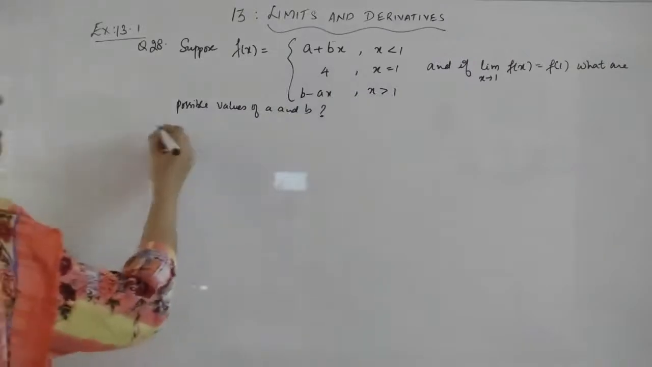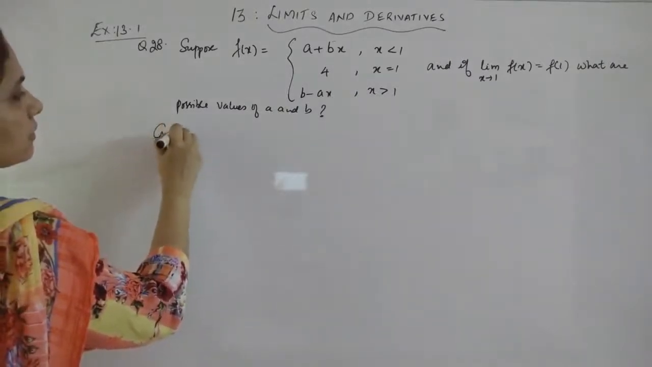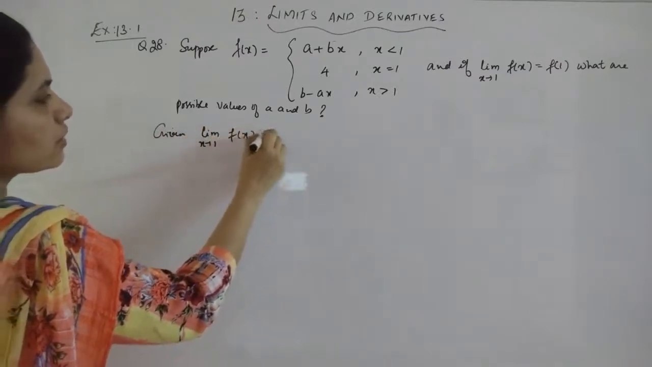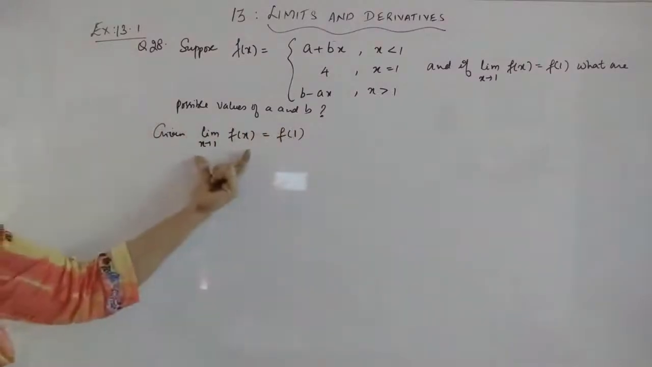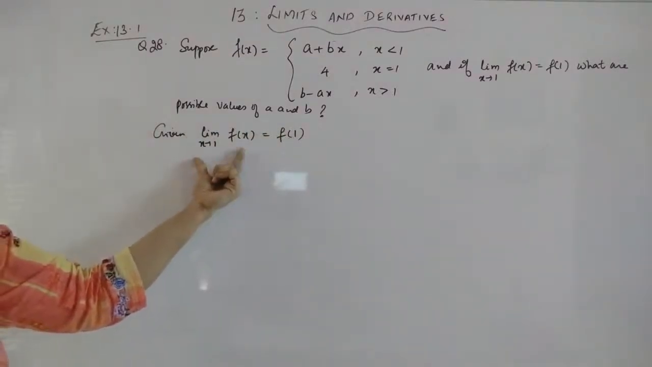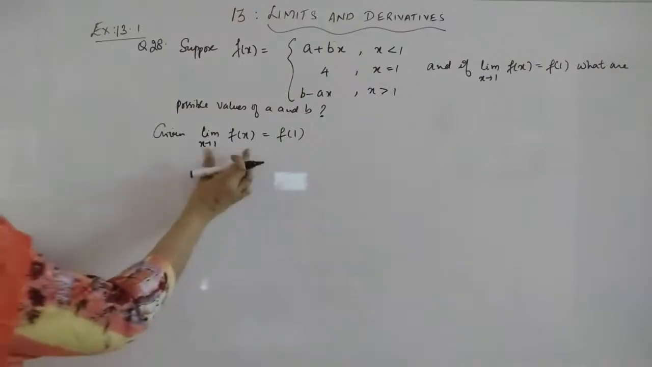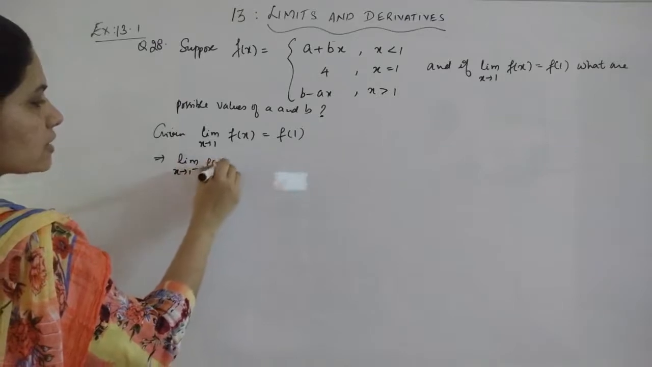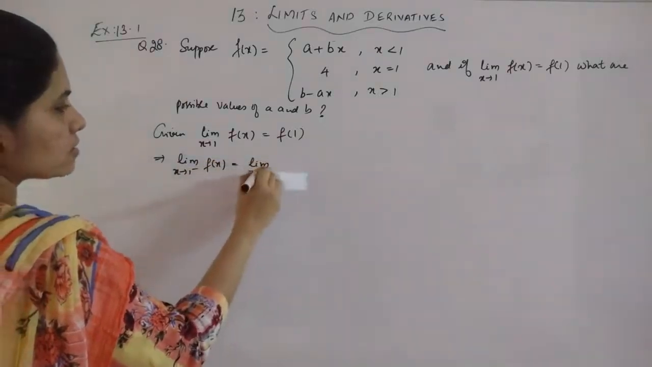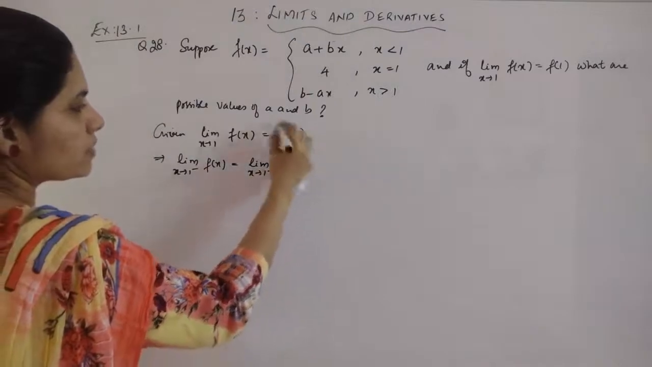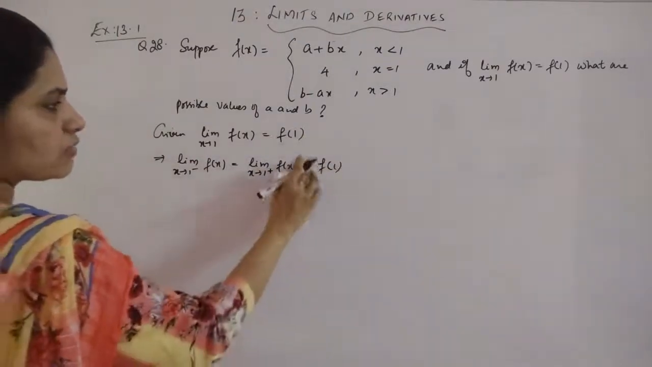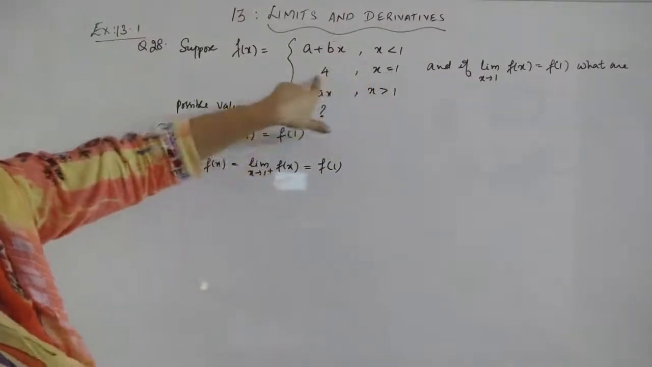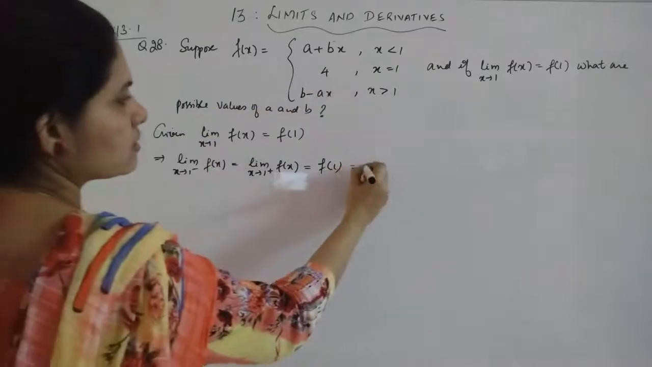Okay. Now since what is given is limit x tends to 1, f of x is equal to f of 1, the meaning is limit exists, and when limit exists, the left hand limit and right hand limit are equal. So instead of this I can just write limit x tends to 1 minus f of x is equal to limit x tends to 1 plus f of x equal to f of 1. And what will be f of 1? Just see, f of 1 means when x is equal to 1, what is the value of the function? It is 4. So f of 1 is 4.